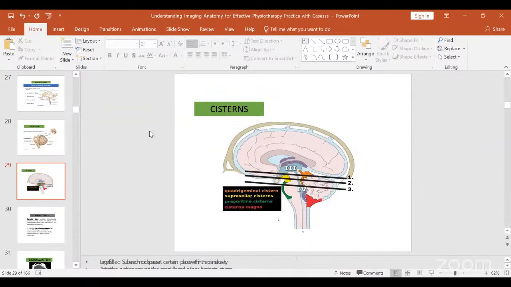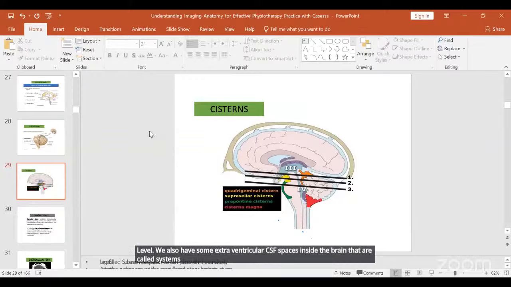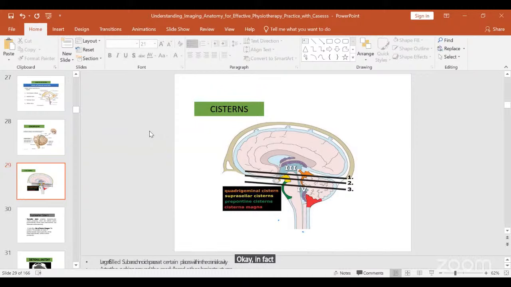We also have some extraventricular CSF spaces inside the brain that are called cisterns. They have very good clinical significance also. In fact, they are very important areas for a lot of things, just like the suprasellar cistern, where the circle of Willis is formed, the primary area for stroke victims, especially the middle meningeal artery and so on and so forth.